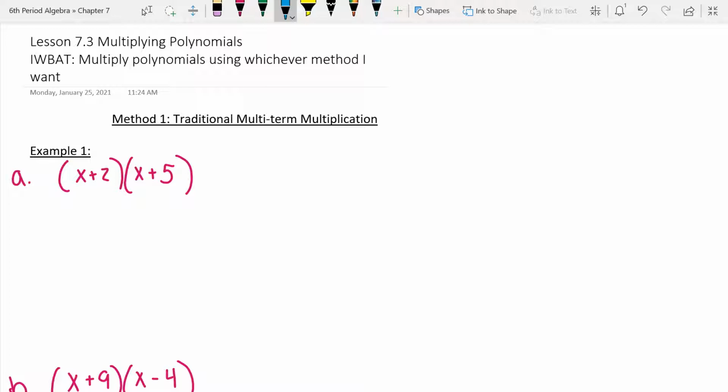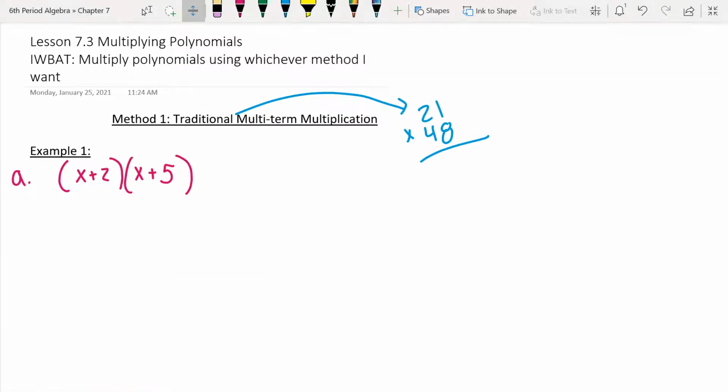The best way to relate this to something that you already know is like two-digit multiplication. So if I had asked you to do 21 times 48, there should be no one that doesn't remember what to do. And so that's what I mean by traditional multi-term multiplication, because this is technically multi-term. There's more than one digit. And so the first method of multiplying binomials is traditional.